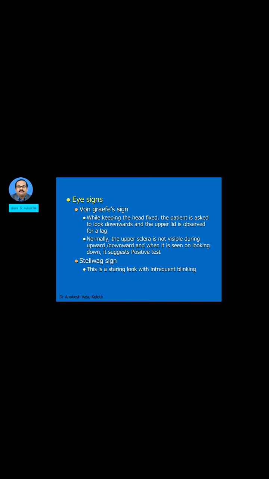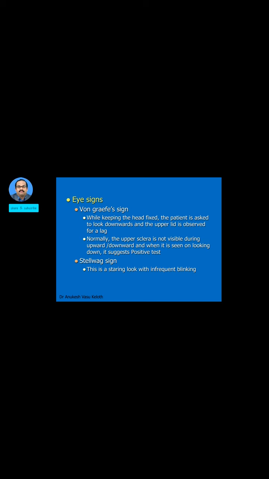sitting in front of you. You fix the head by placing your left palm over the head. And then you ask the person to look upwards and downwards. So while the head does not move, only the eyes look up and down to a certain degree. You know that normally when you look at the eye, the upper sclera is never visible. The upper sclera and a part of the cornea, 1 to 2 mm, is covered under the upper lid.